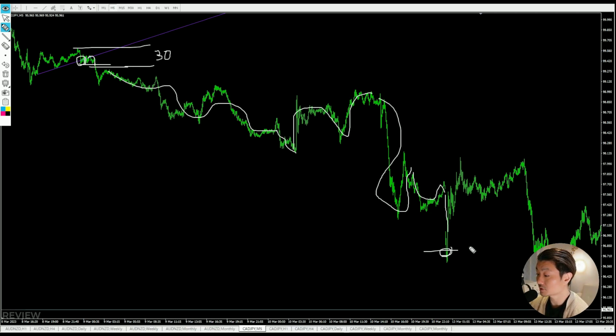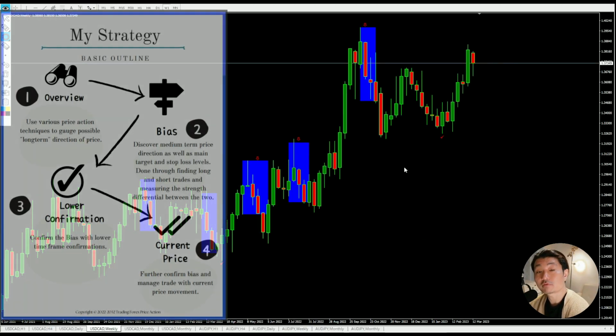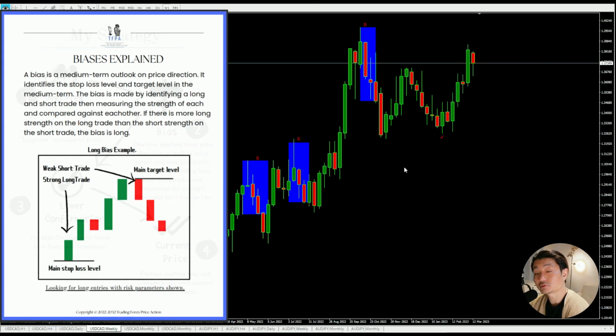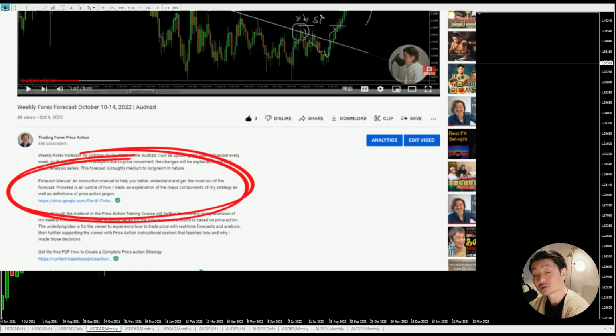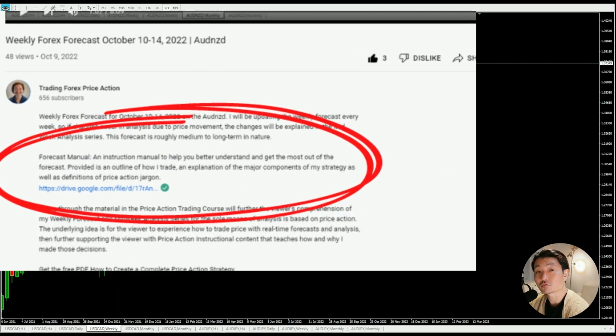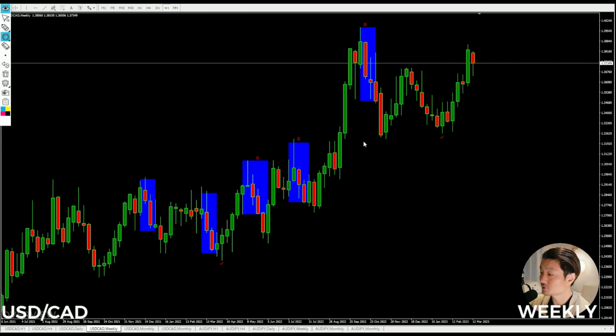All right, so let's go on to the dollar CAD. Okay, and if you're having trouble understanding what I'm talking about in terms of lower confirmations and biases, please check out my analysis manual, which is an instruction book so you could better understand these forecasts. Okay, this is a weekly chart. Let me run you by the current setup I was looking at.